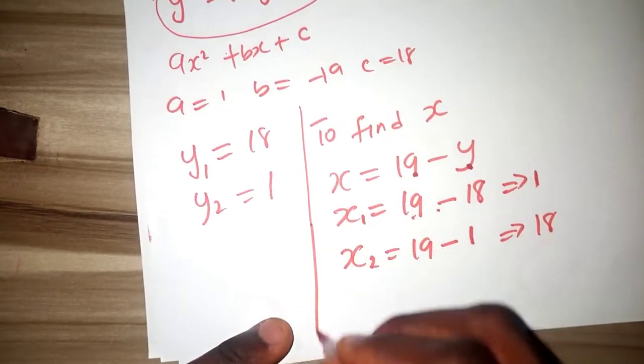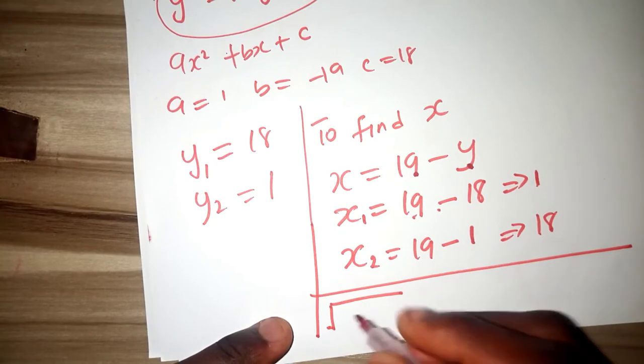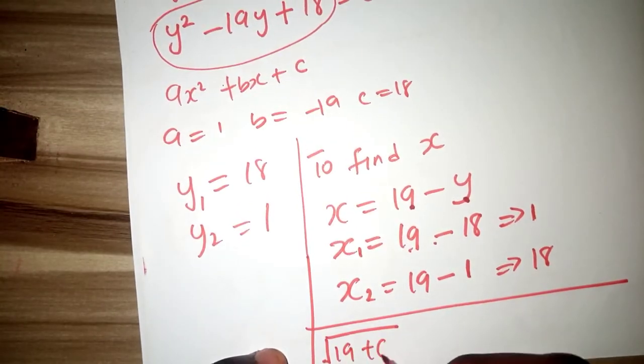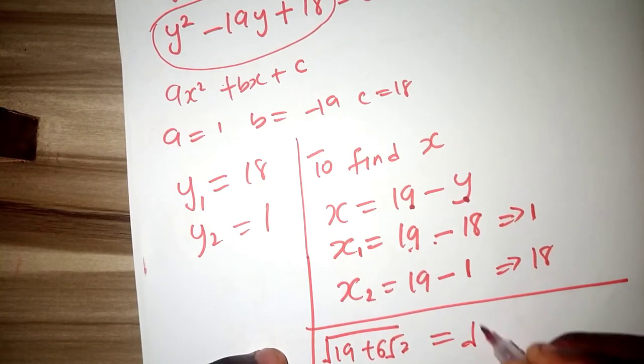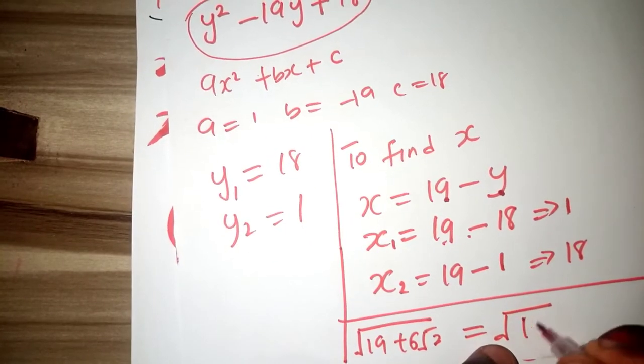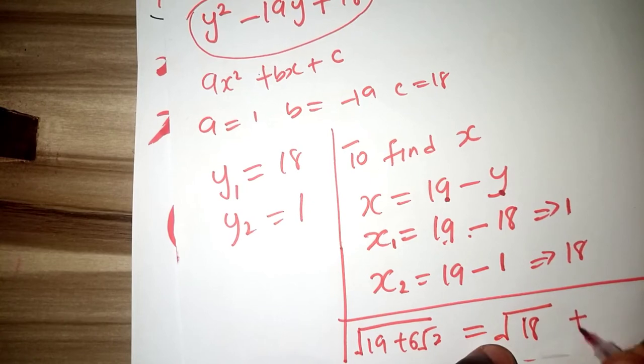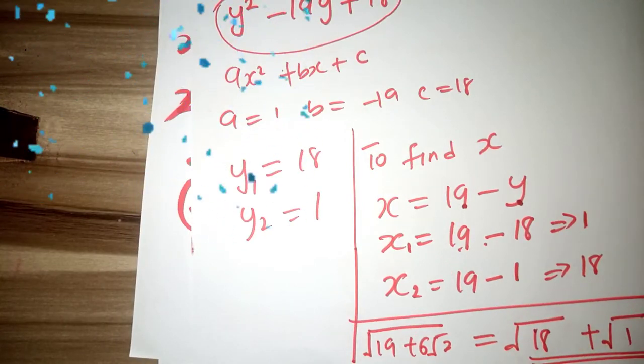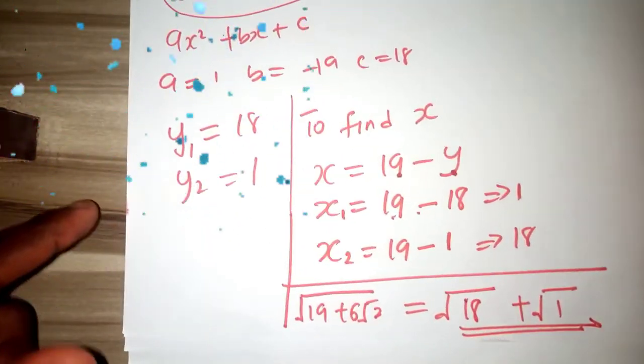So we can now say the square root of the question, which is 19 plus 6 root 2, is the same thing as saying square root of 18 plus square root of 1. So that is how we solve that. I hope you understand this.